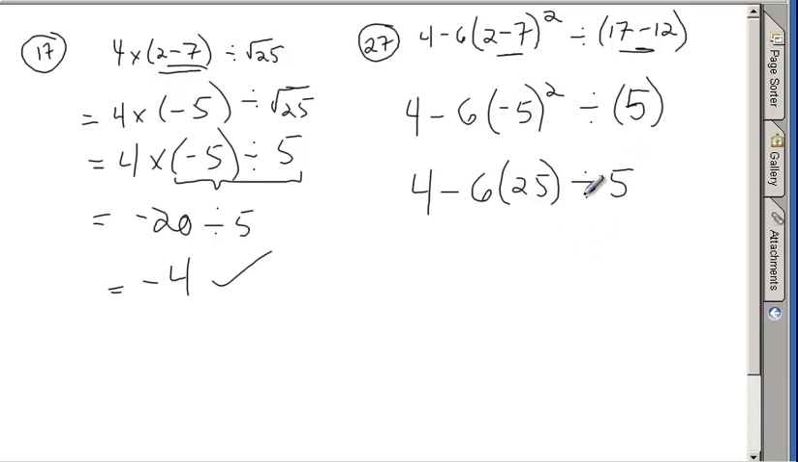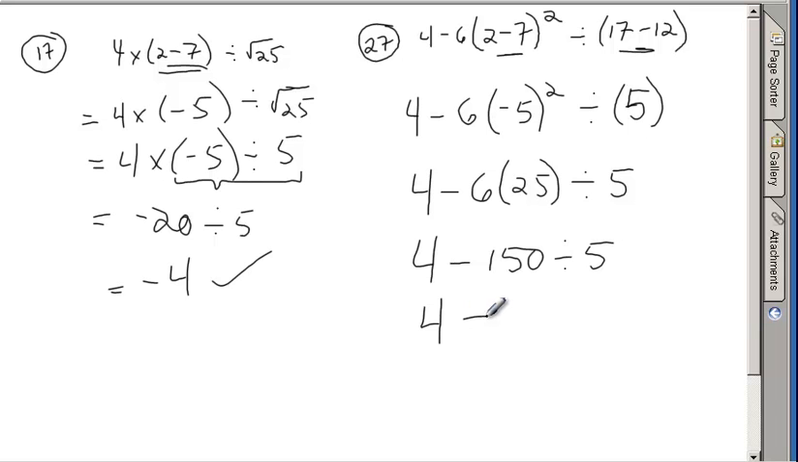Okay, so what do we do next? Well, before you do subtraction, you got to do multiplication and division, right? So I'm going to multiply next. So 4 minus, I'm going to multiply 6 times 25, which is 150, and divide by 5. Okay? Again, I could have done the division first, because like I said, division and multiplication are essentially the same thing. Or you do them at the same time. 25 divided by 5 is 5. 5 times 6, 30, which is what I'm going to get here.